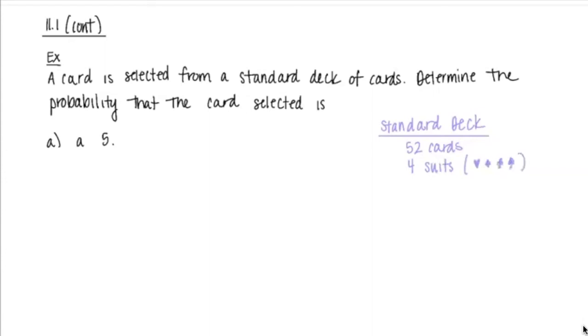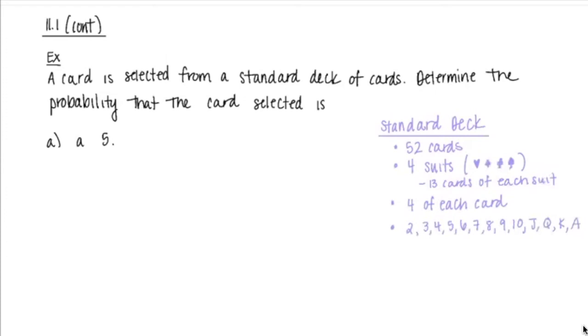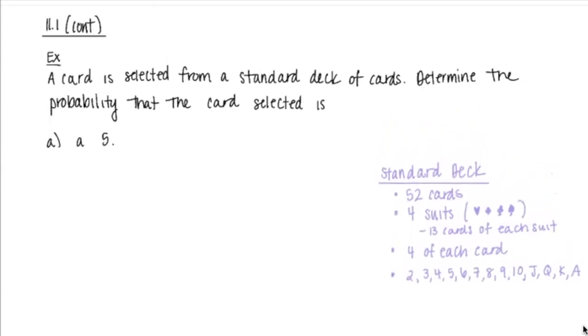That's going to be your hearts, your diamonds, your clubs, and then your spades. There's 13 cards of each suit, so 13 hearts, 13 diamonds, 13 spades, 13 clubs. And then there's 4 of each card. So you've got the jack of hearts, jack of diamonds, jack of clubs, jack of spades. And then it starts at 2, 3, 4, 5, 6, 7, 8, 9, 10. Then you have jack, queen, king, and ace. These are your different possibilities of cards.